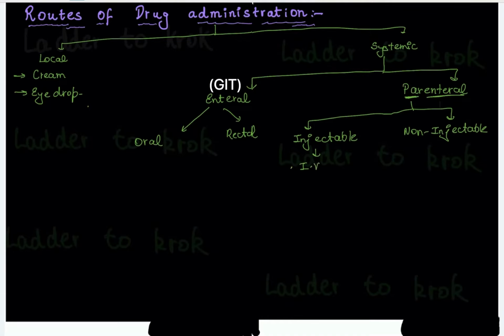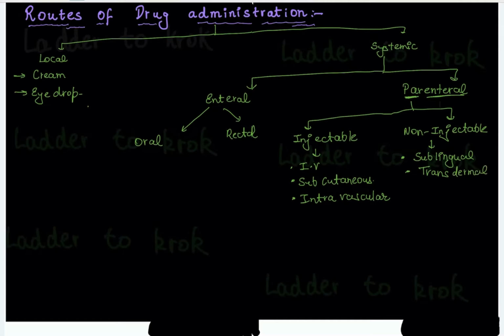Now this injectable is like IV, IV means intravenous, subcutaneous and intravascular. Now this non-injectable is like sublingual, transdermal, nasal and inhalation. These are the routes by which we can give a drug to any person.